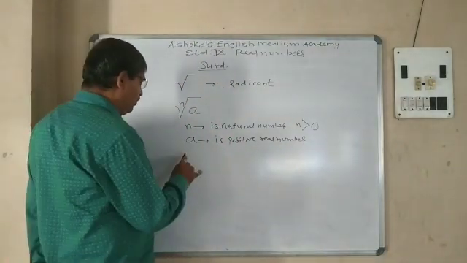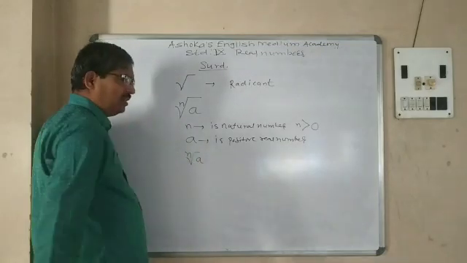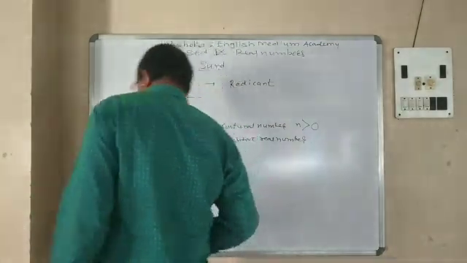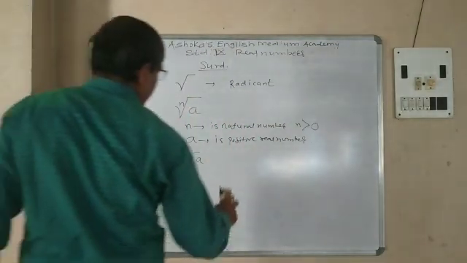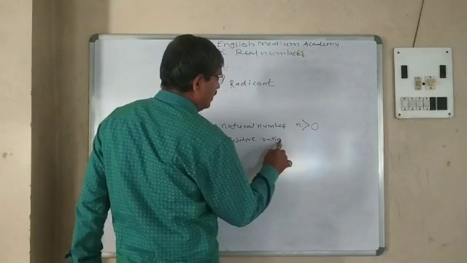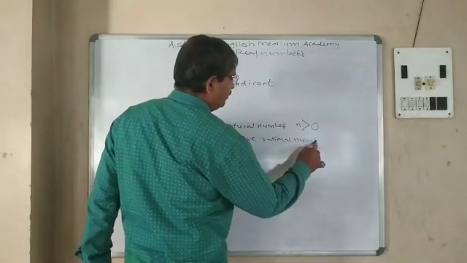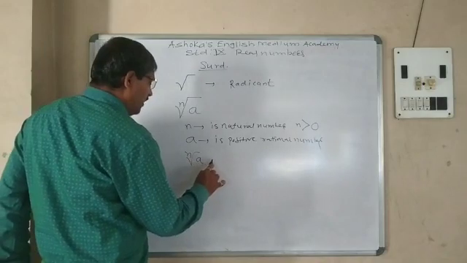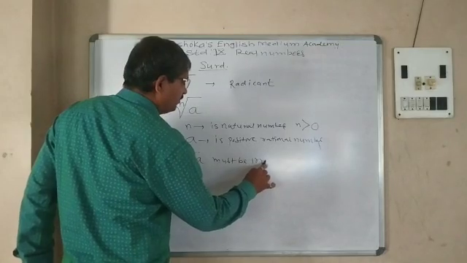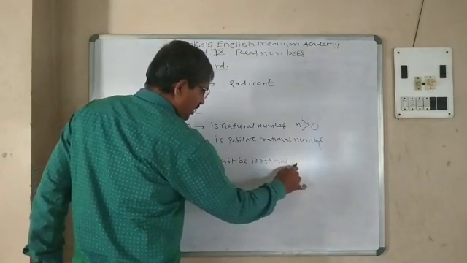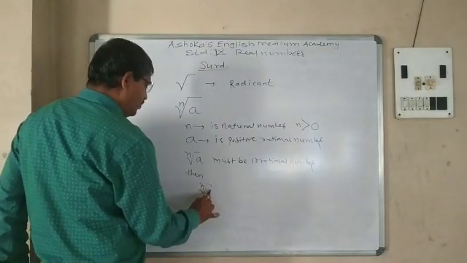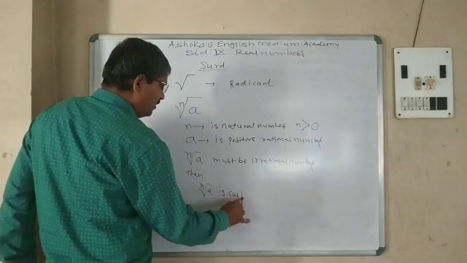Understand? And the nth root of a, a is a positive real number. Sorry, instead of real number, I will take a positive rational number. And the nth root of a must be an irrational number. Then the nth root of a is called a surd.